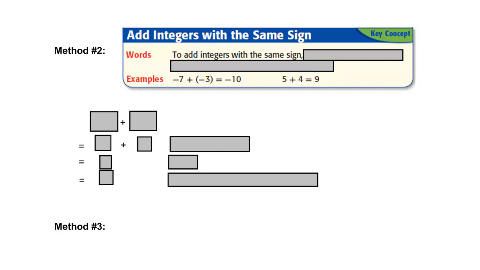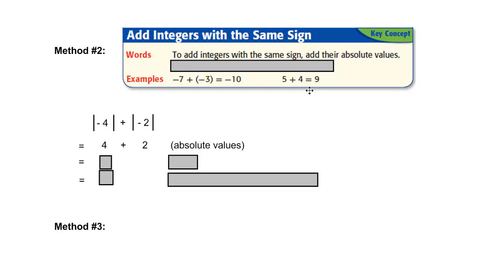All right, the second method, which is one of the methods that is taught in your book. That first method is not presented in your book. That's just something I've added as I've learned. The second method has to do with using the absolute values. And to add integers that have the same sign, what we're going to do is take the absolute value of each of those and add them.